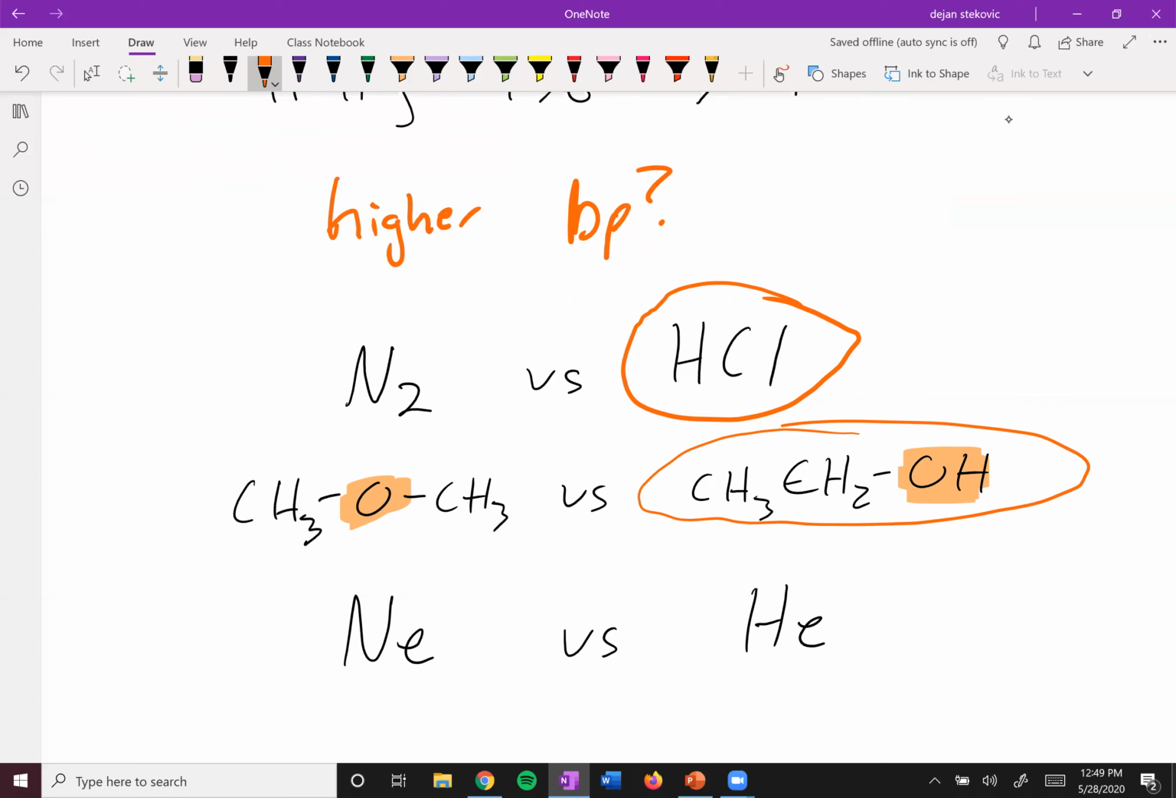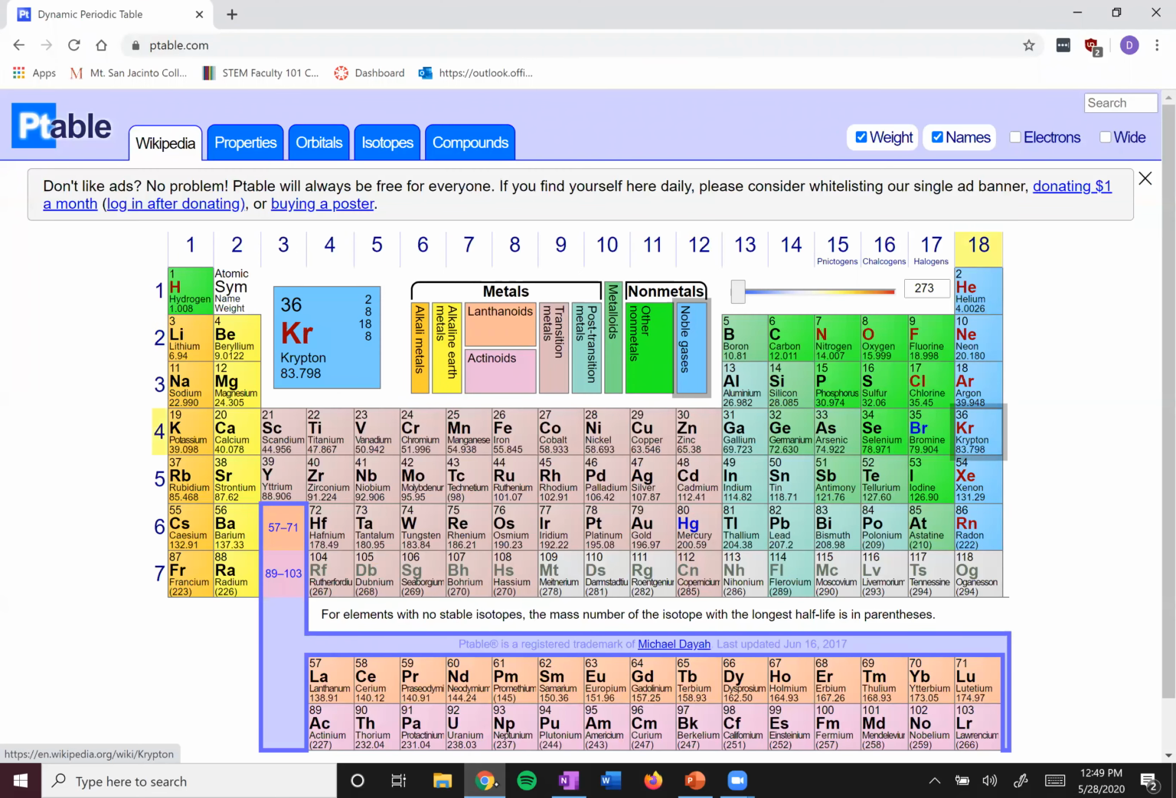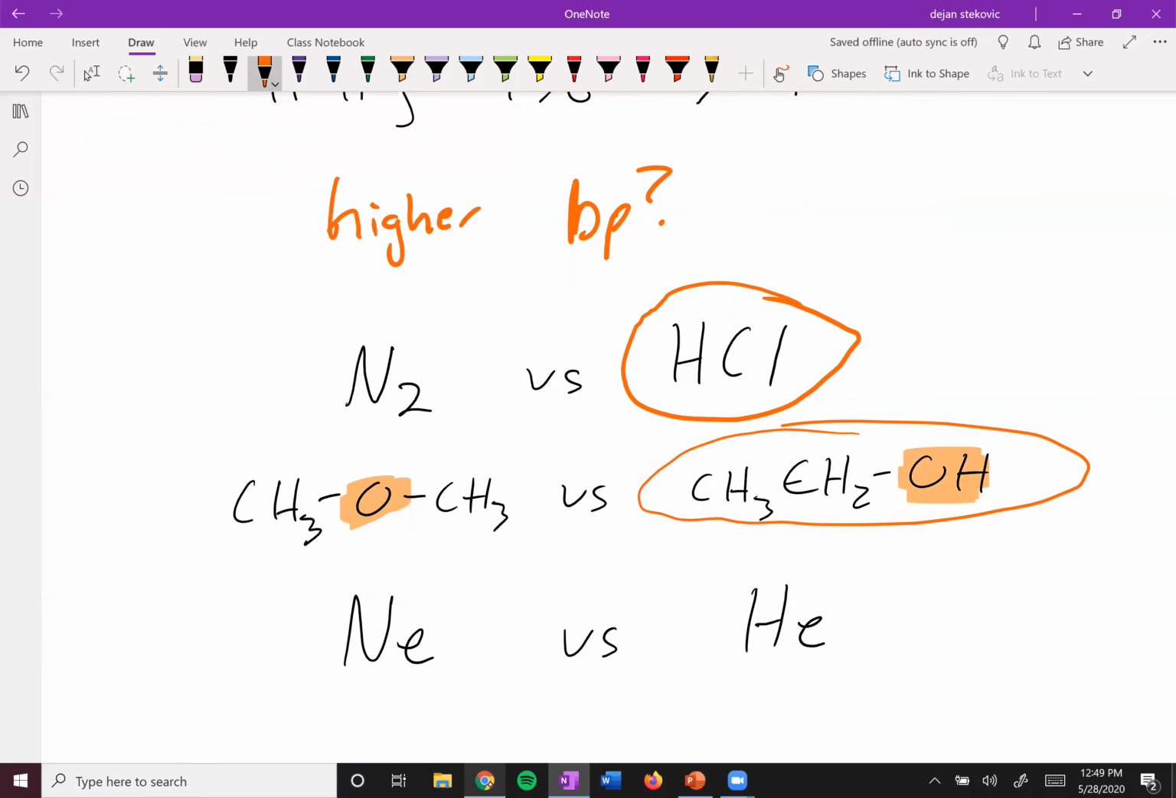Next up, we have neon versus helium. If we take a look at our periodic table, we know going down, we get bigger. So helium is smaller than neon. And remember, neon is bigger. And so the bigger you are, the more polarizable you are, the more dispersion forces you have, and thus the higher boiling point.